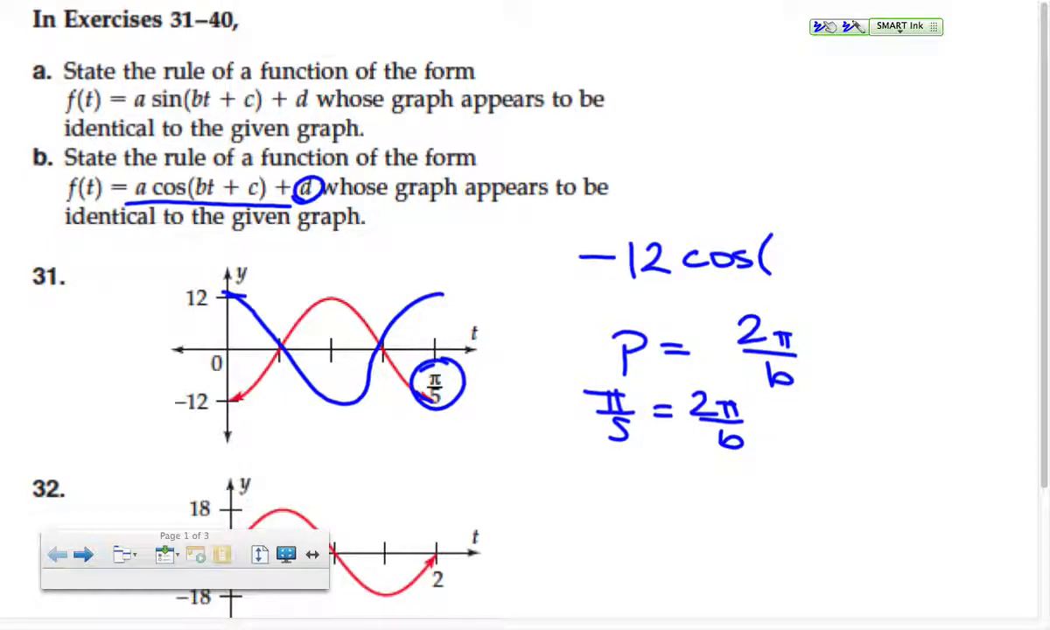These ones are the most challenging to find because you have to look at it and figure out what it's doing. You notice this is a full cycle of the cosine function. So that's what you're looking for: do I have a full cycle? This is a full cycle of the cosine function, so the period is obviously pi over 5. So we solve for B: pi B equals 10 pi, divided by pi, B equals 10. So my function is negative 12 cosine 10 t. So that's the easy one.